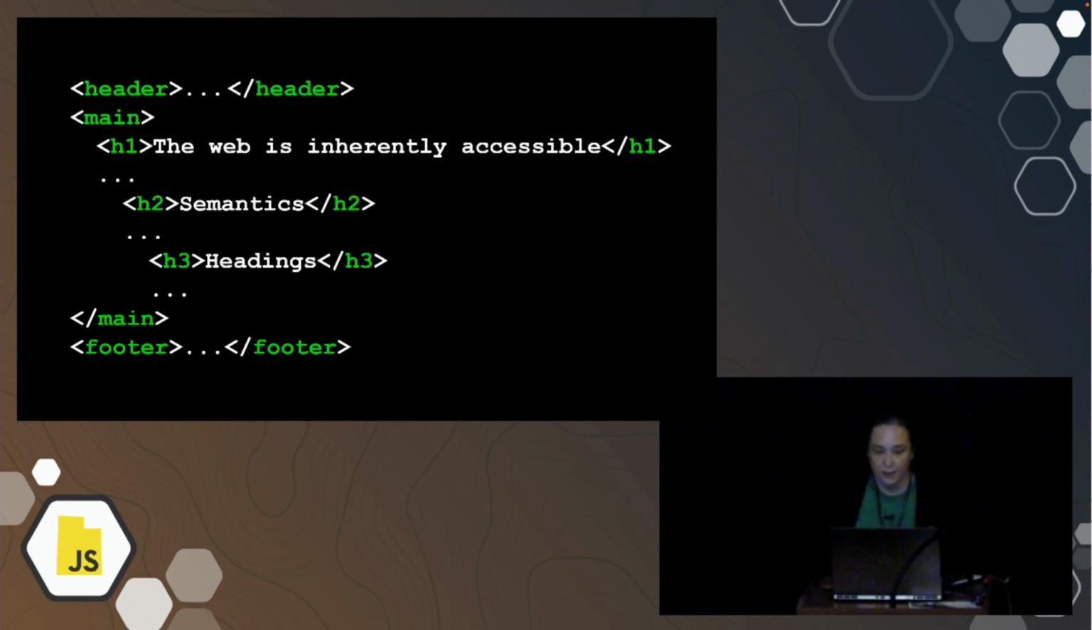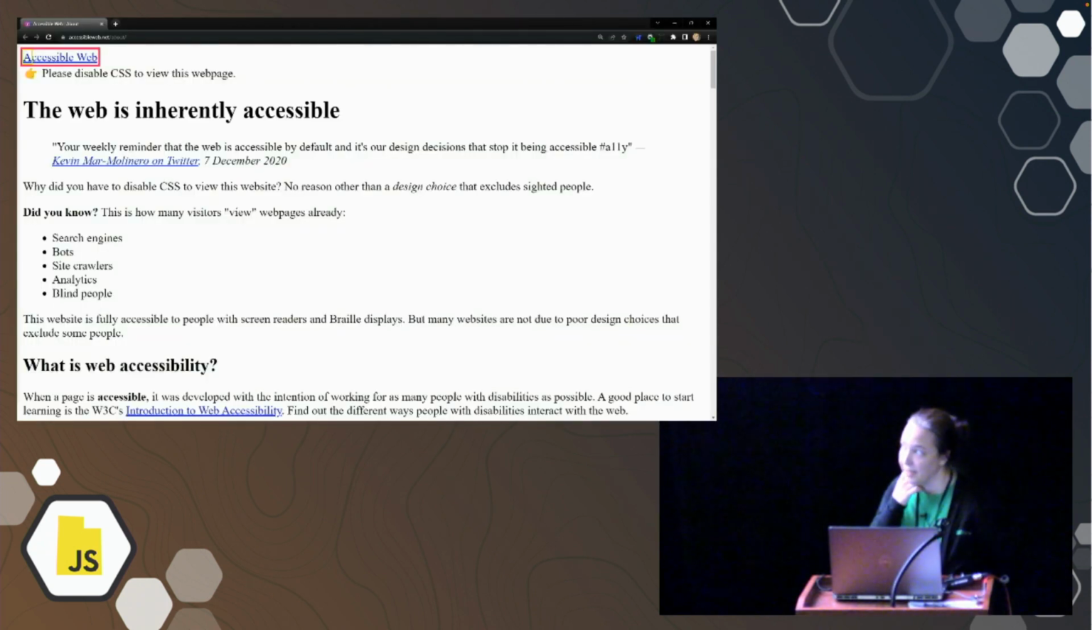So this is just a really simple screenshot of what that code might look like. We've got 3 landmarks: our header, our main, and our footer landmarks. And then within the main landmark, we have our heading hierarchy, starting with an H1, the web is inherently accessible, followed by an H2 semantics, and an H3 for headings. So let's hear what it sounds like for a screen reader to navigate a page. First, we're going to hear it navigating by the landmarks on the page, and then we're going to hear it navigating by the headings on the page.